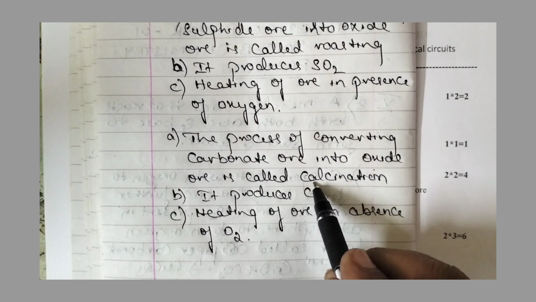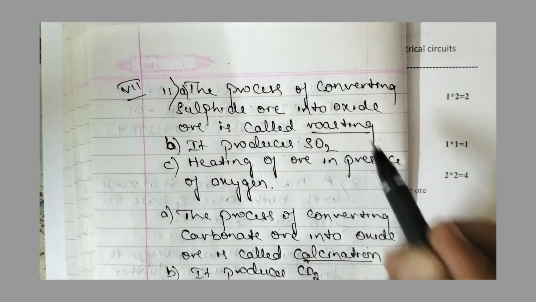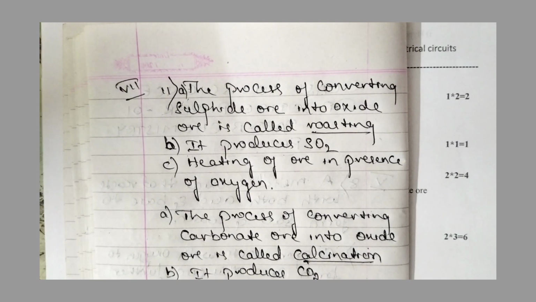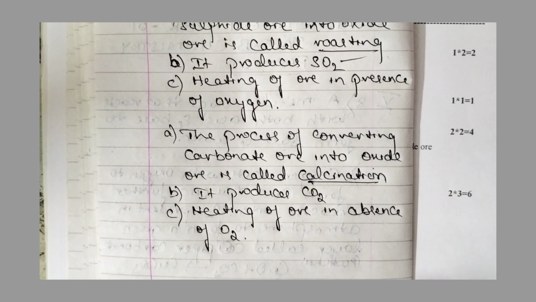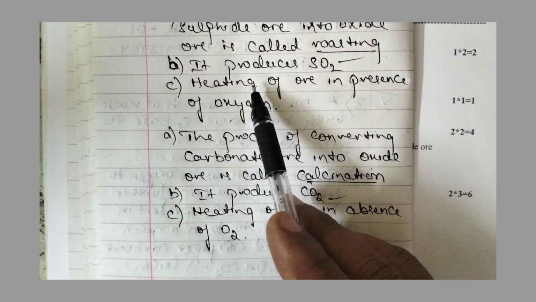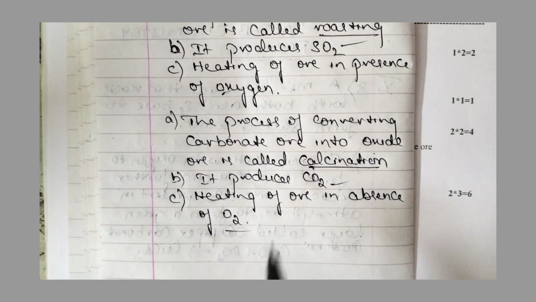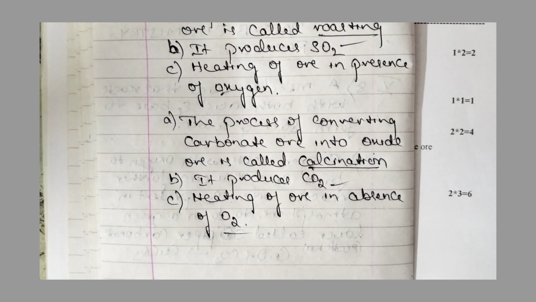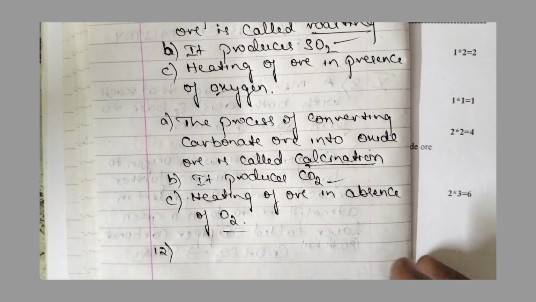So converting carbonate ore into oxide ore is calcination. Converting sulfide ore into oxide ore is roasting. During roasting, SO2 is produced. During calcination, CO2 is produced. During roasting, ore is heated in the presence of oxygen. During calcination, ore is heated in the absence of oxygen. So this is the answer for question number 11.